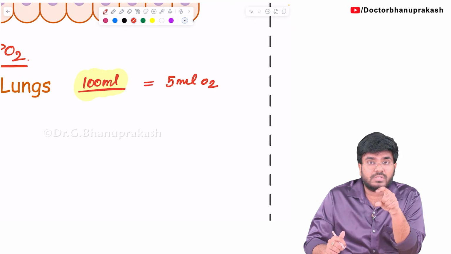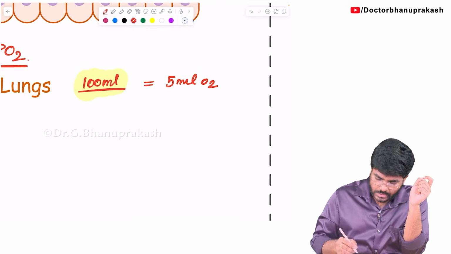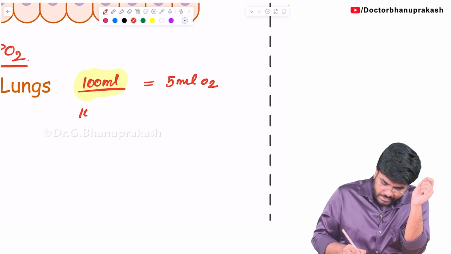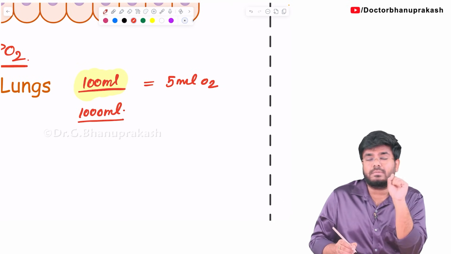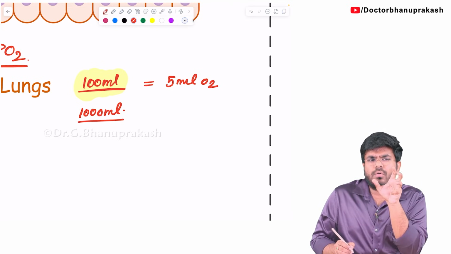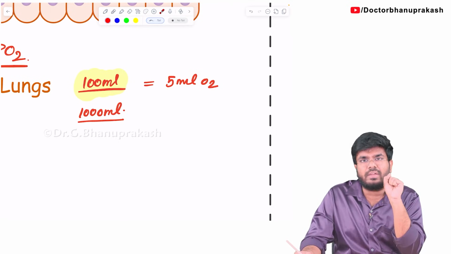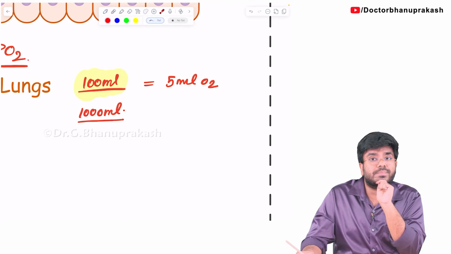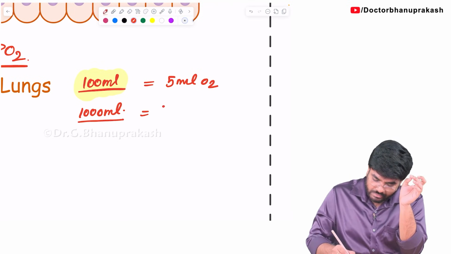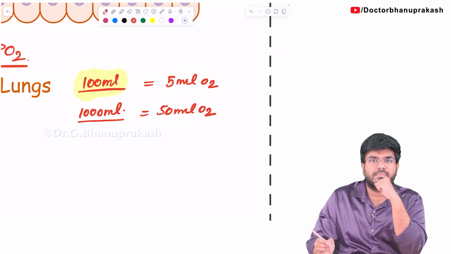So 20 ml of oxygen is going to the tissues. And out of that 20 ml, 5 ml is used by the tissues and 15 ml is coming back to the venous blood. Okay. Now, my question to you, let's say we are sending 1000 ml of blood, that's 1 liter of blood, to the tissues. 100 ml supplies 5 ml of oxygen to the tissues. But if 1000 ml of arterial blood is going to the tissues, how much oxygen will our tissues use? Our tissues are going to take 50 ml of oxygen.